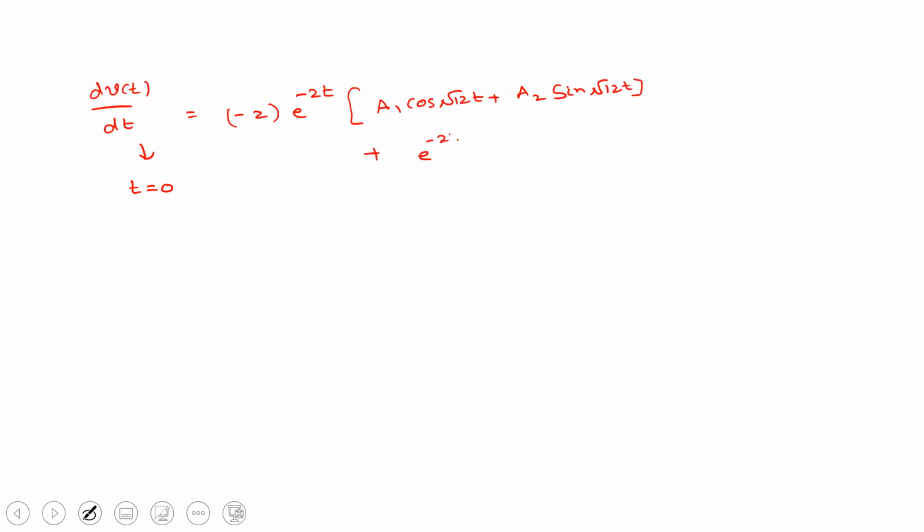Minus 2 into e to the power of minus 2t times (A1 cos root 12t plus A2 sine root 12t). So this is the first term. What is the second term? E to the power of minus 2t into (root 12 A1 times minus sine root 12t plus root 12 A2 cos root 12t). Is this correct?